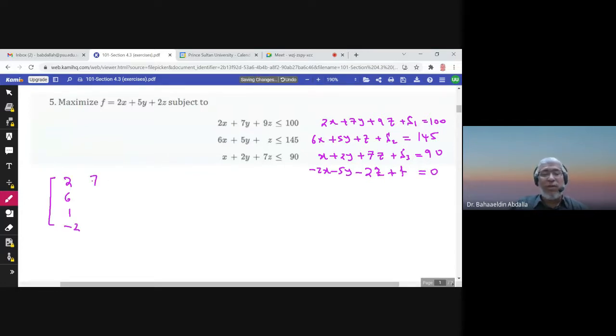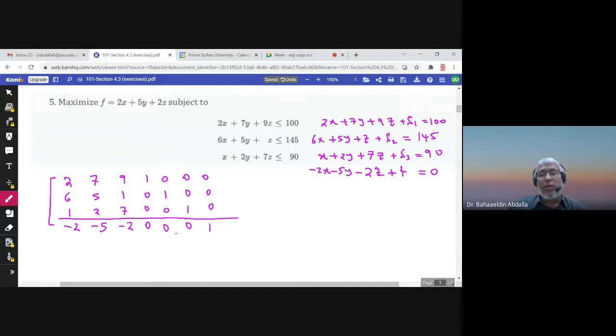coefficients of y, coefficients of z, coefficients of s1, coefficients of s2, coefficients of s3. In the third equation, we have s3. Coefficients of f and the right hand side.